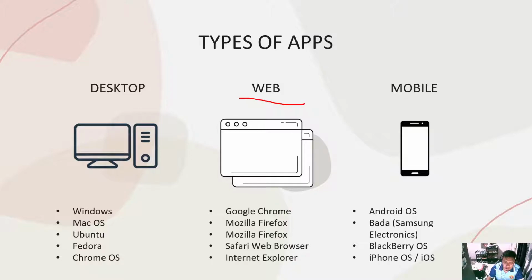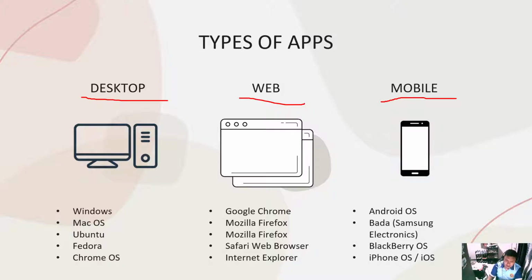Then since there is a web version, they later created the Facebook app for mobile, and now we can also use the Facebook app on desktop. We can install Facebook from the Store in Windows. So some applications are available on all platforms.